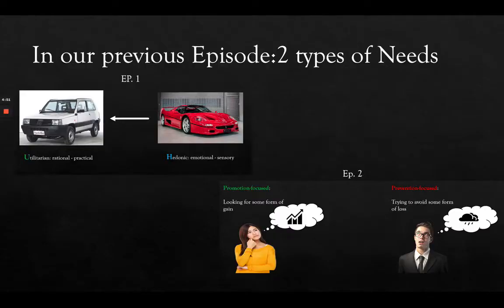In episode 1, we learned about utilitarian and hedonic products and how we tend to pick utilitarian out of guilt. In episode 2, we looked at promotion versus prevention focused users, respectively looking for some form of gain or to avoid a loss.